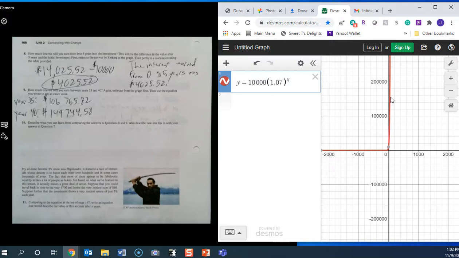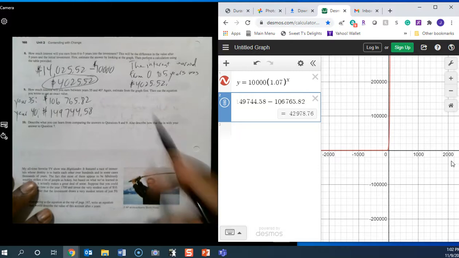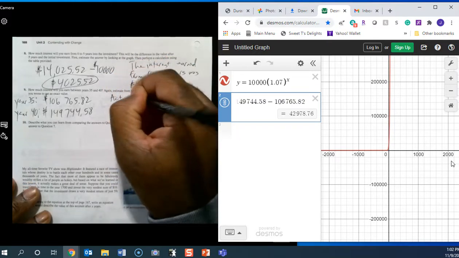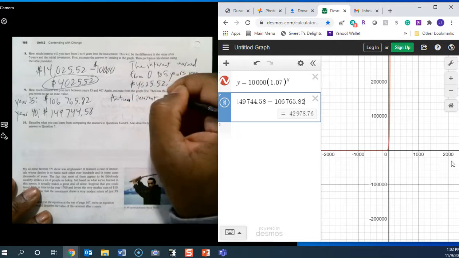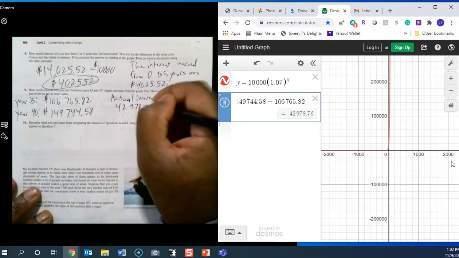So now we want to figure out the amount of interest that's earned, so we could do some subtraction. So we could take 149,744 and 58 cents minus 106,765.82. So your actual interest is $42,978.76.